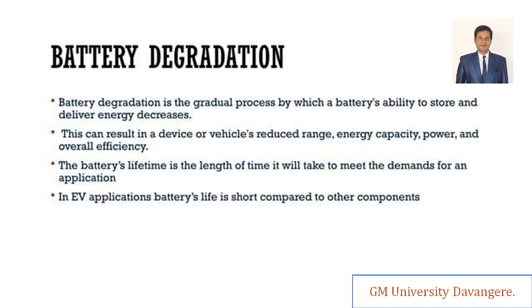Monitoring of the battery is very, very important, or else that may result in reduced vehicle range, and it does not provide the energy density or the power densities. So these are the various reasons, and finally the overall efficiency will be reduced gradually, right? This is the reason we should look to the battery management system, so that the battery is not degraded and gives the proper life cycle.